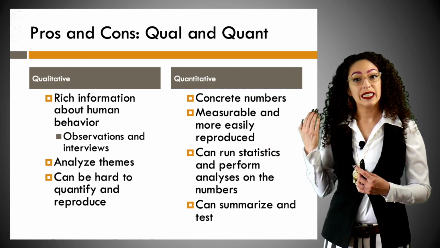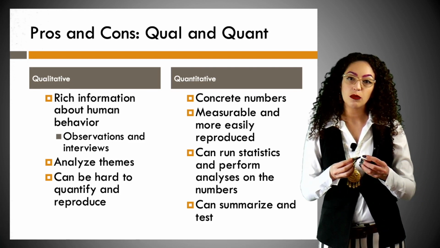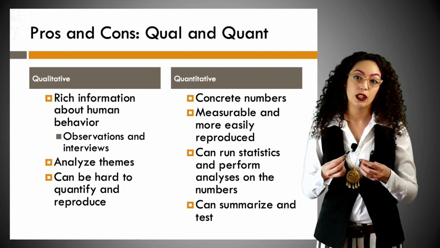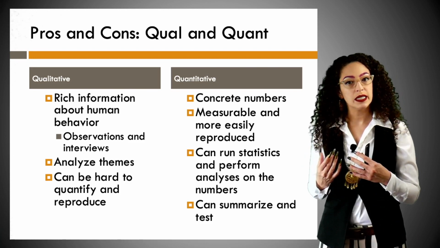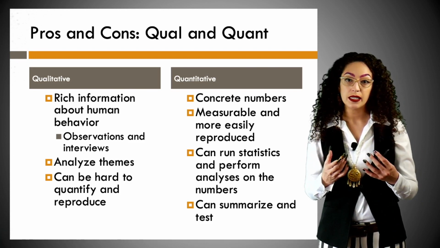Alternatively, you could use something like quantitative data, where we have concrete numbers. Things are measurable and usually easier to reproduce. You can run statistics and perform analyses on the numbers. You can summarize things and test things.